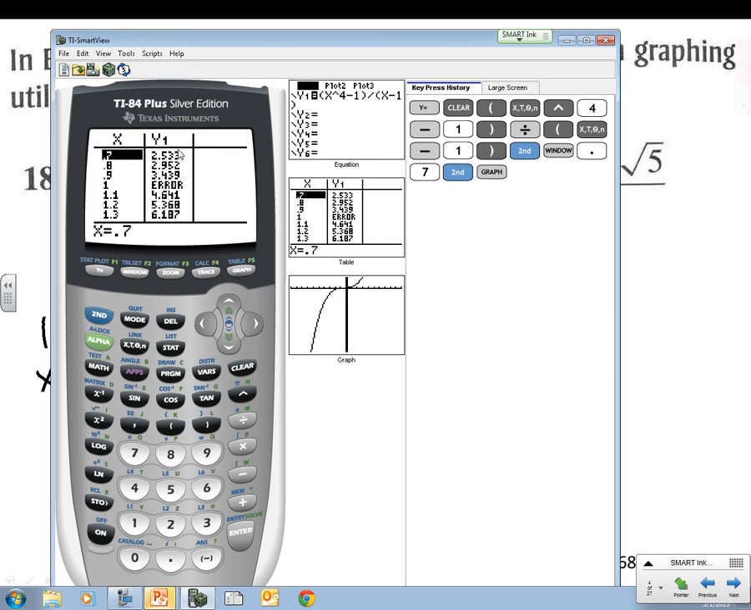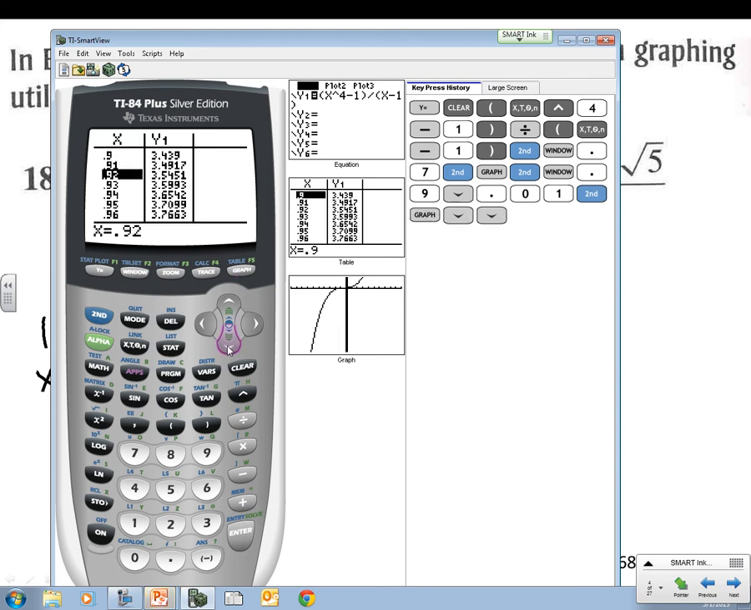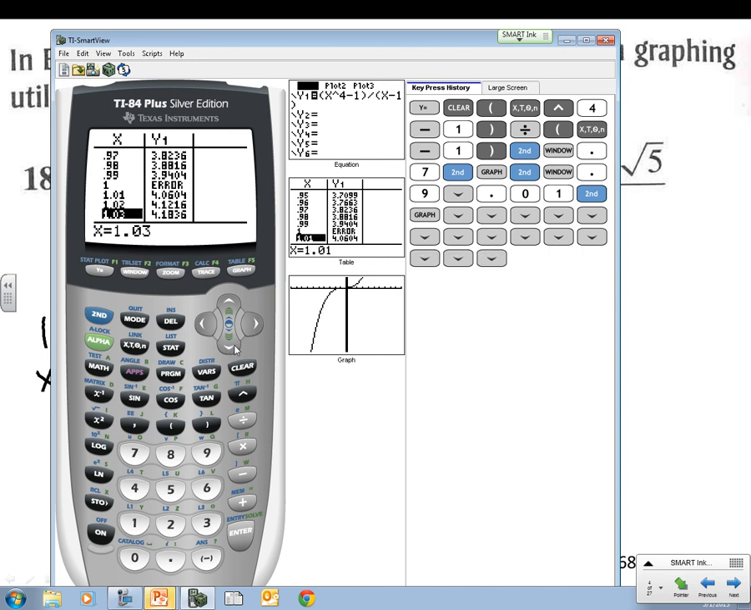Check out the table. 3.4, 4.6, it looks like we're closing in, and so we could make it a little closer if we really wanted to. To check it, we could even go 0.9 and count by 0.01. And now we'd really see, as we're getting closer to 1, that our values are getting much, much closer to 4, and that's true coming from the other direction.